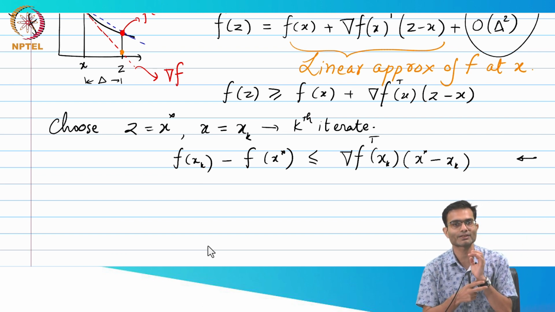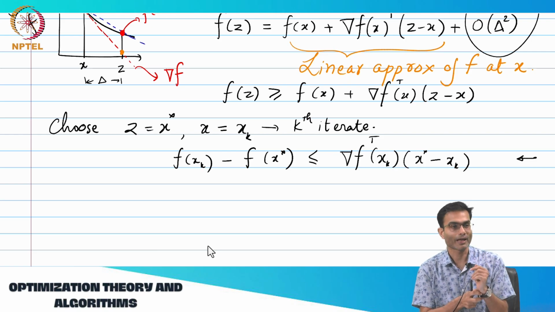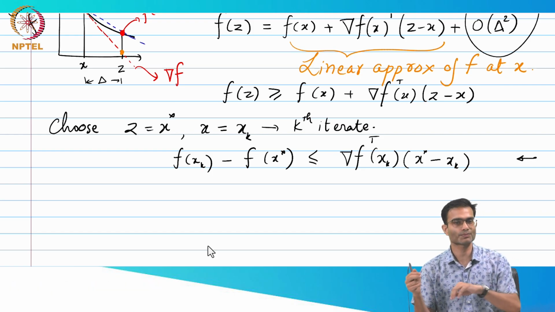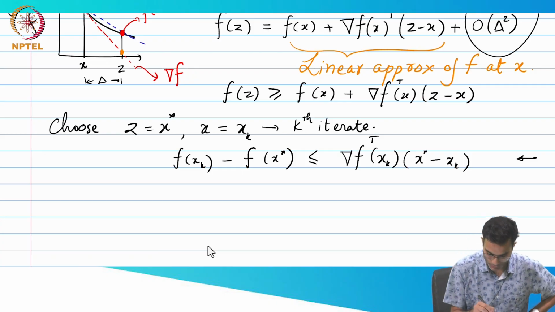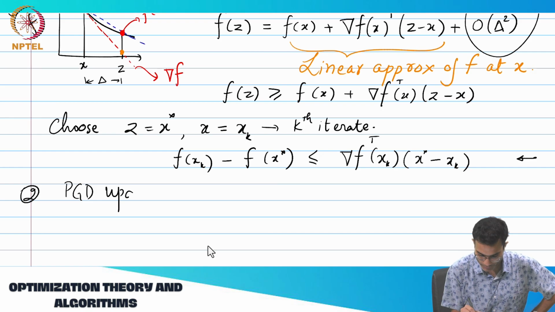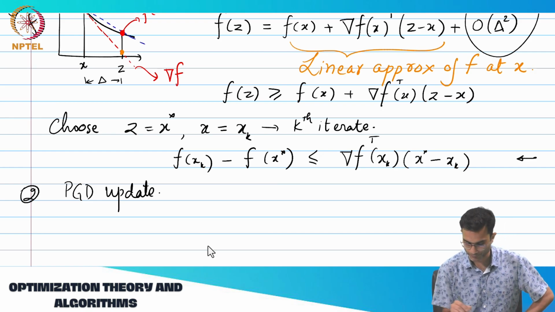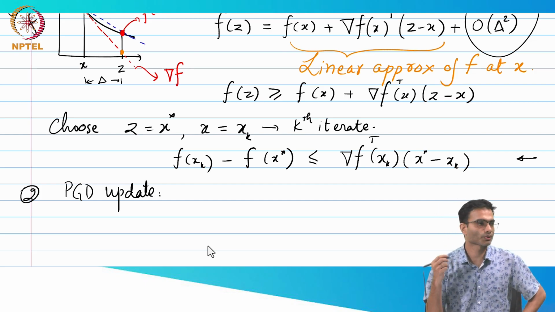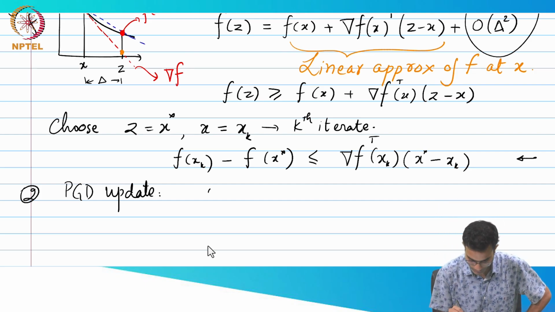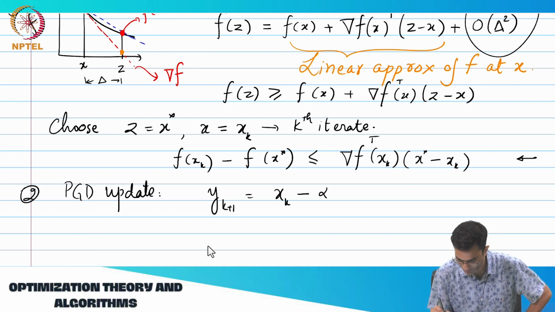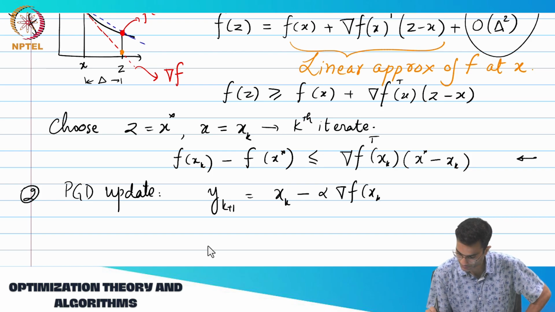So that's roughly the direction that we are going in, except xk itself is of not much interest to us. What is of interest to us? The projection of xk. So we have to get this projection operation in somehow. That is going to be my step 2, which is the PGD update. The step without projection, I'm just going to use a new symbol for it, y. So yk plus 1 is simply xk minus alpha grad f of xk.